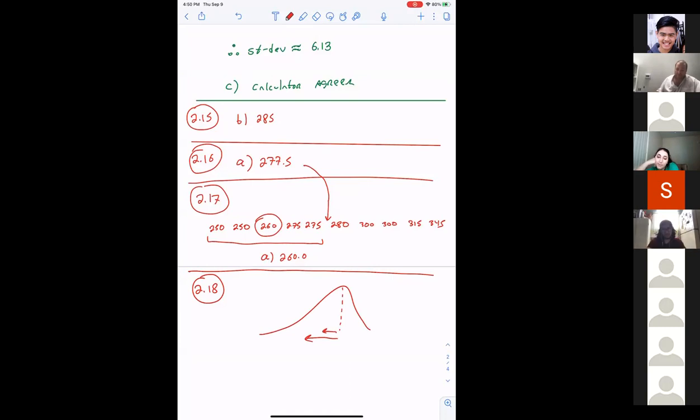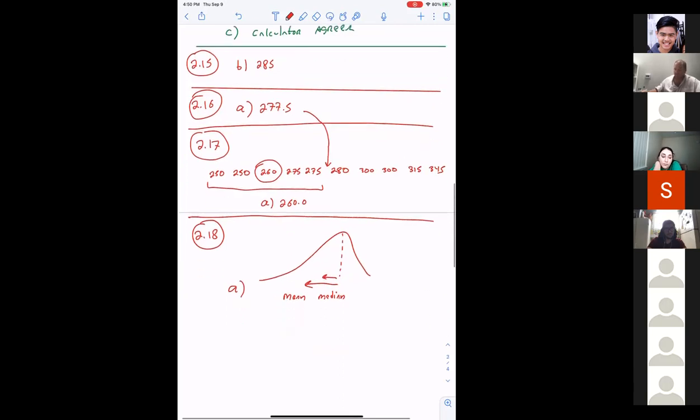Slightly left. Oh, someone said farther to the left. The mean is pulled more than the median. So if it's skewed to the left, the mean is pulled more to the left. Therefore, A, the mean is less than the median.